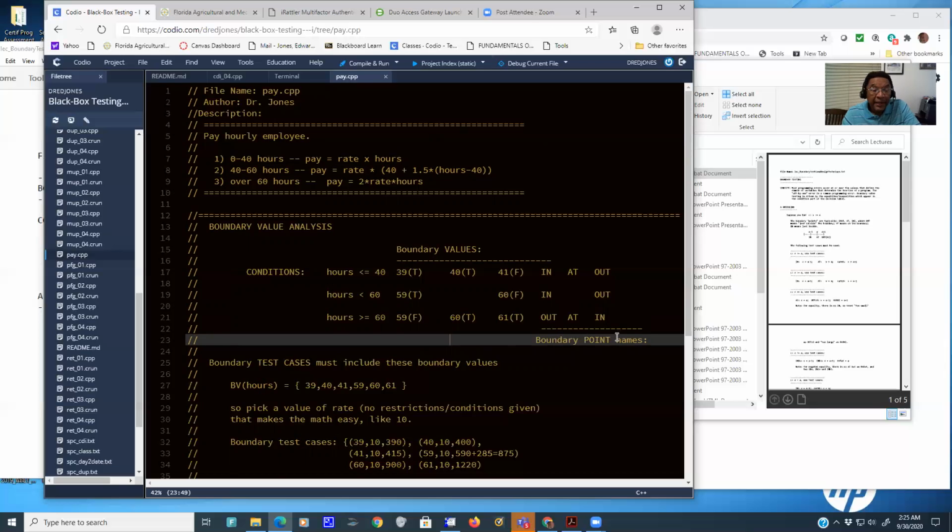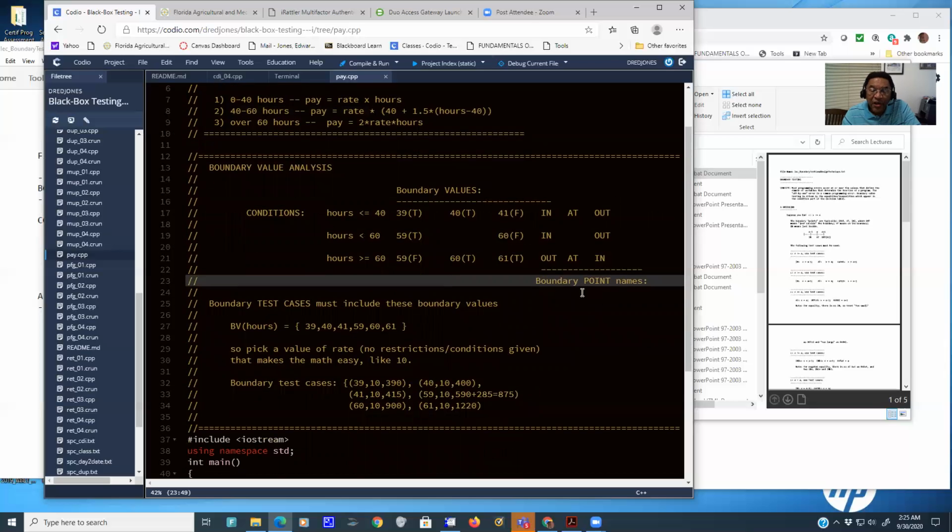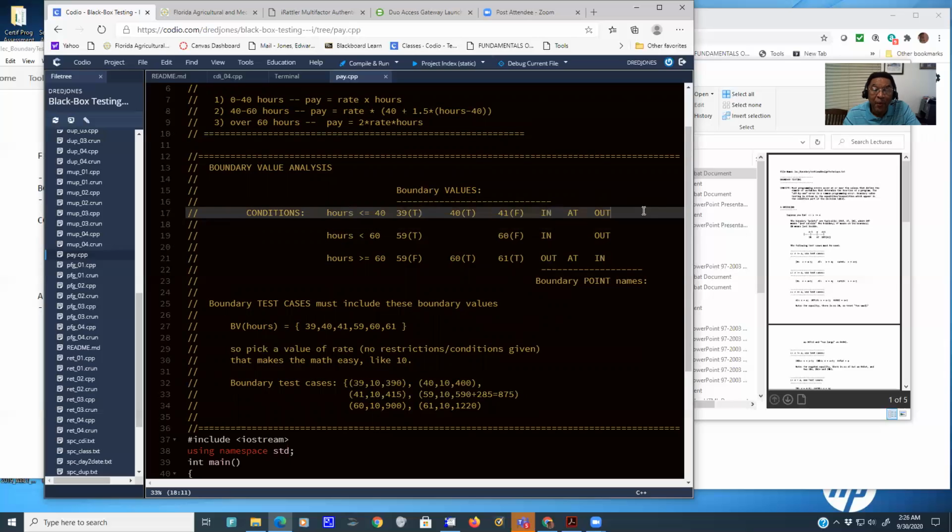And so we can talk in general about your boundary analysis. If you have an inequality, then you know you have to look for three boundary points. If I have a strict inequality, you're looking for two. And so you want to find all of them and put them in a set and say, I must use this set of values for hours for the boundary testing.